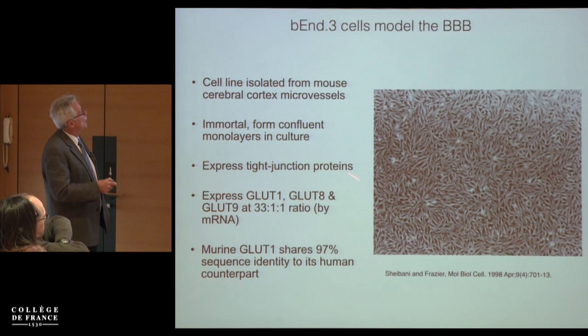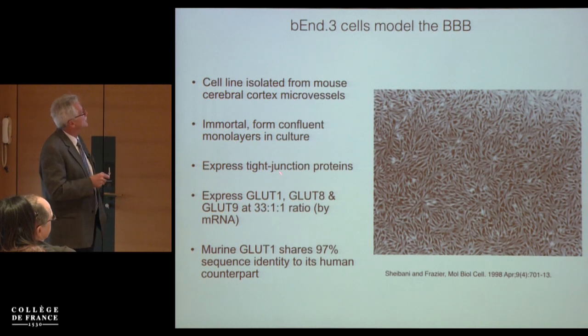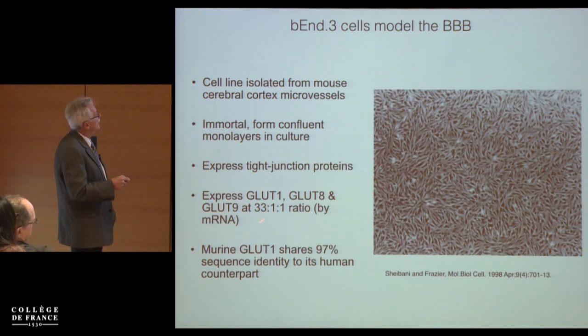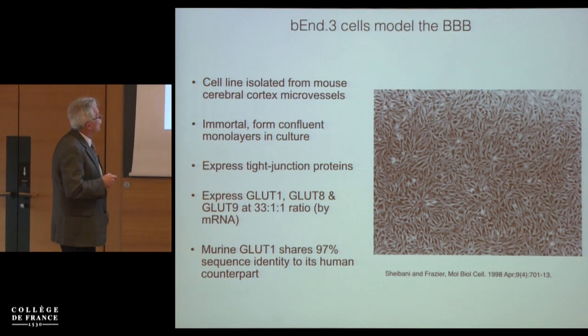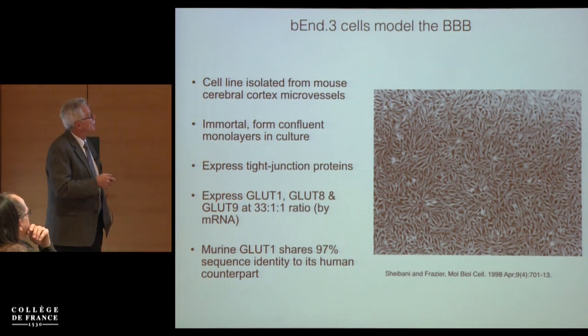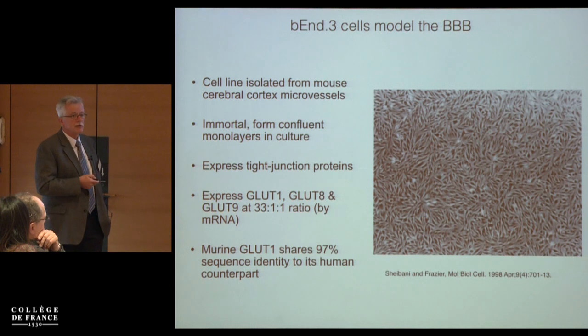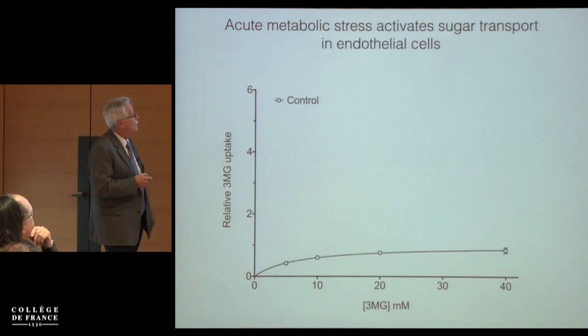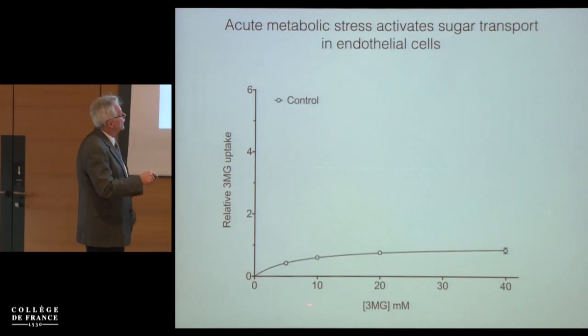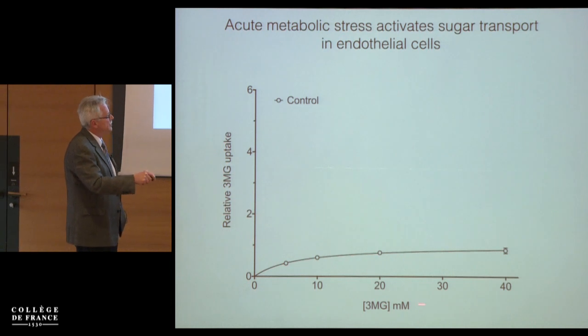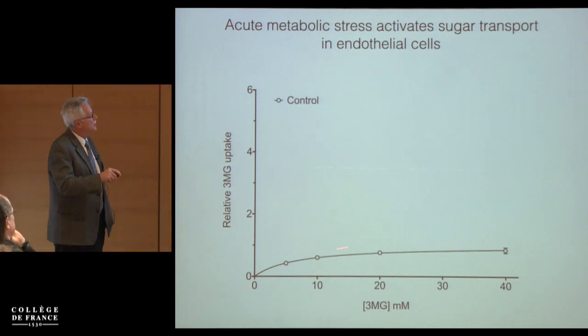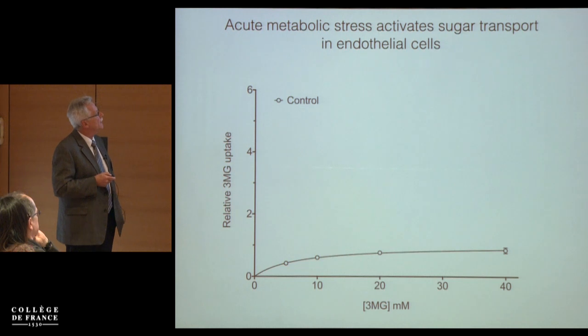They form confluent monolayers in culture. They express tight junction proteins. They express largely GLUT1, and the mouse transporter shares 97% homology with GLUT1. If we measure sugar uptake in these endothelial cells as a function of concentration, we see nice Michaelis-Menten kinetics.